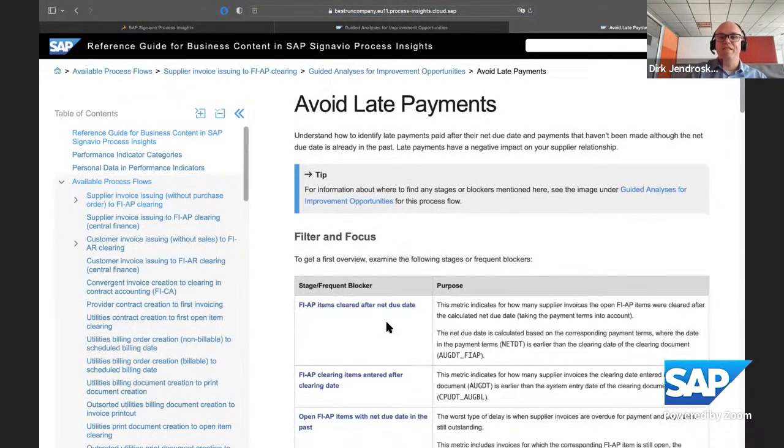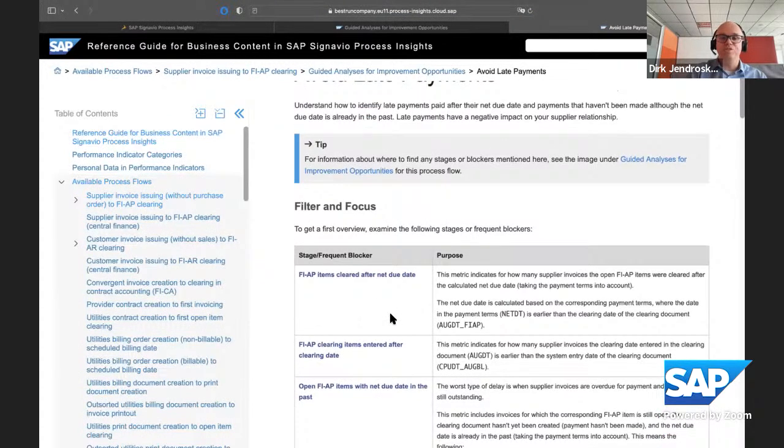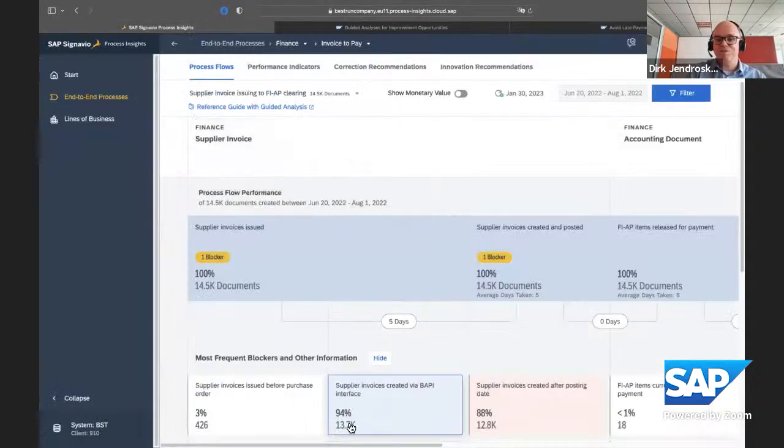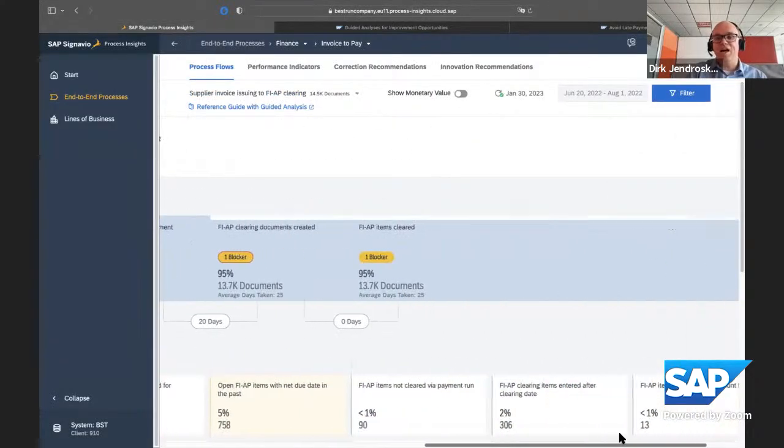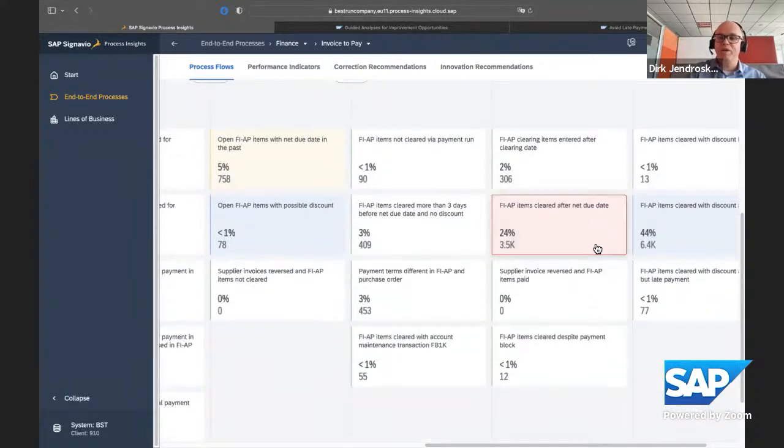And what you see here is a great guide that tells you now what you need to do. And it tells you, well, look into this blocker here because this is a very important metric for the process. So let's head back to the software and let's check out this particular blocker. And here we have it. FIAP items cleared after net due date. So this is what I would call late payment, as not being a process expert on this particular process. Well, the expert would tell you there might be other reasons why this was cleared late, but obviously this is relevant and interesting. We have just learned it from the document.